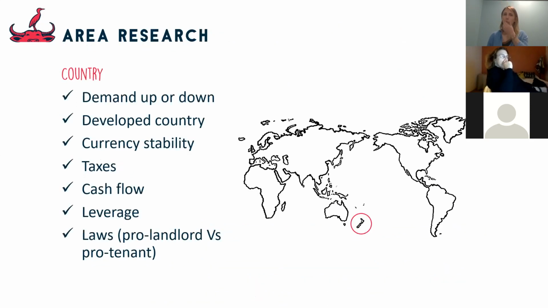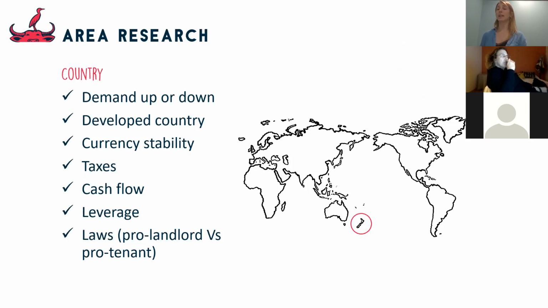So when we go into the area research, you'll see me talking a lot about which countries I suggest, and usually I stick to the UK, US, and New Zealand. The reason for this is that in those countries, demand is going up, and you are talking about developed countries which have certain currency stability, but also you can see some great tax benefits. You have positive cash flows in all of these markets, and you can use leverage mostly. And when you talk about laws, you want laws that are pro-landlord instead of pro-tenant, okay? So that's why I stick to those three countries.